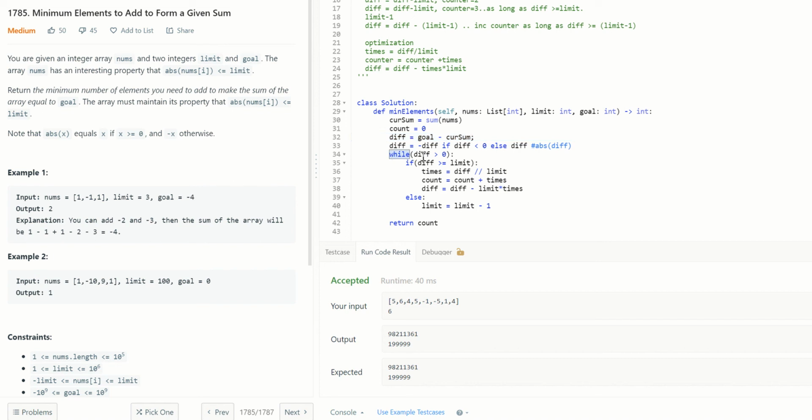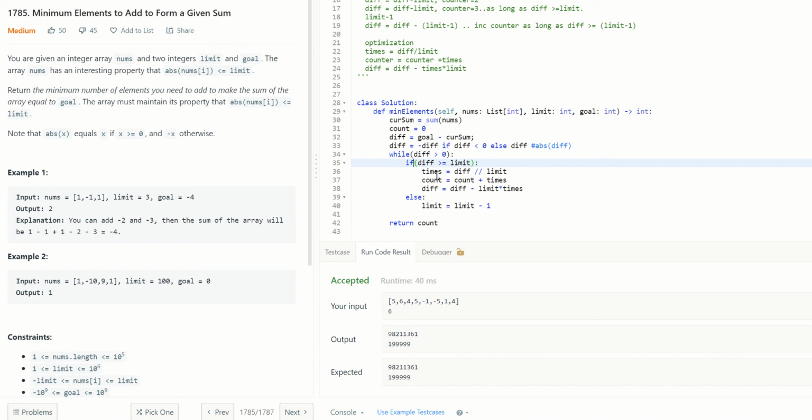While diff is greater than 0. If it is 0, we get out of this while loop. We don't have to do it, because we already added that many number of elements already. So now, if diff is greater than or equal to limit, that is when we will be able to do the division. Remember, if diff is less than limit, we won't be able to do any division. But if diff is greater than or equal to limit, we will be able to do the division.